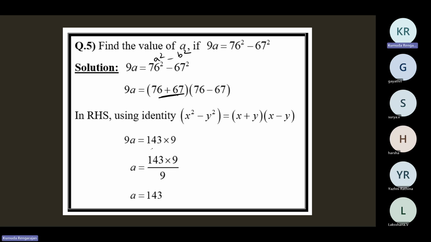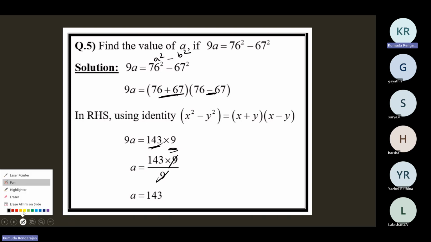So the sum is 143. The difference is 9. So A is equal to 143 into 9 divided by 9. 9 cancels and A is 143.